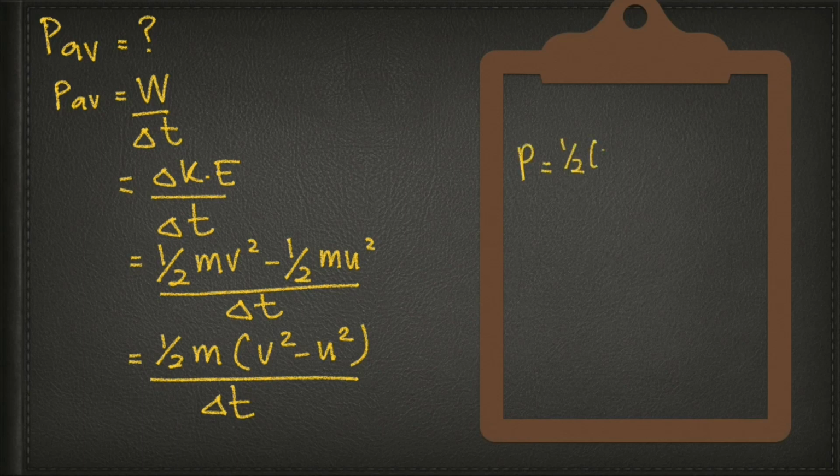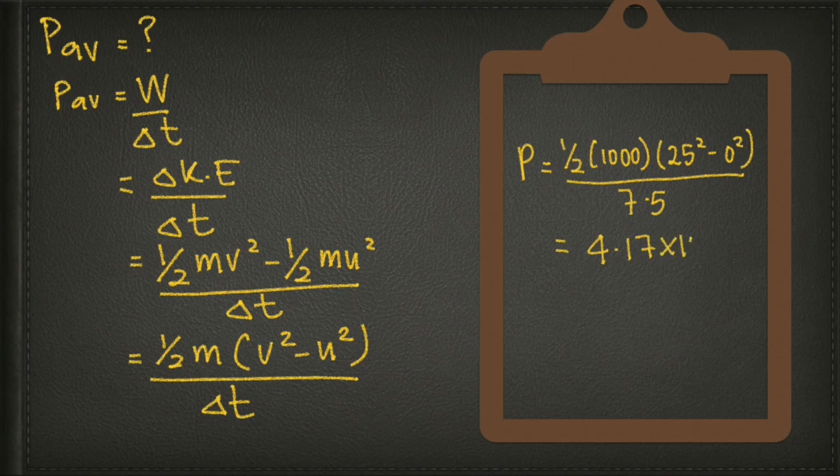Okay, let's substitute the value of the information. So P equals half m, 1000, v 25, u 0, and delta t 7.5. By substituting all the information, we get average power equals 4.17 times 10 power of 4 watt.